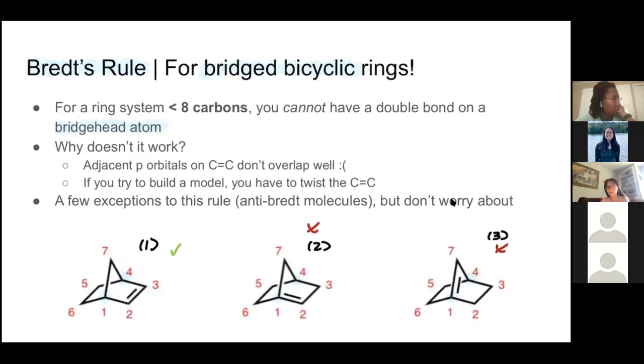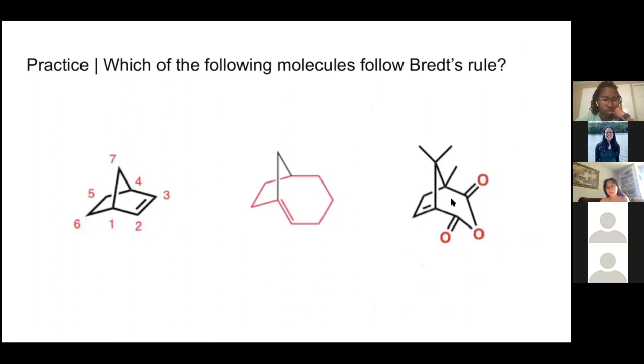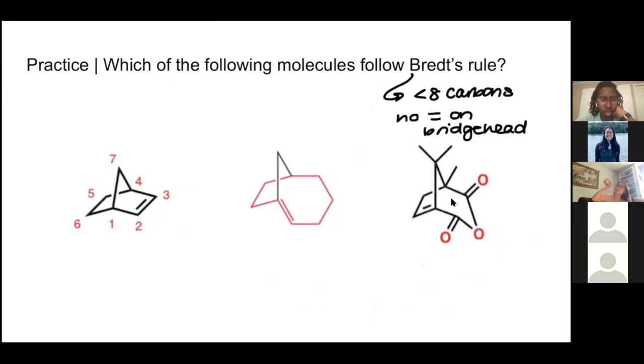Awesome. Let me move on to the next one. Again, just for more Bredt's rule practice, let's go through this. Remember, Bredt's rule is for ring systems with less than 8 carbons. You don't want to have a double bond on a bridgehead. So let's look at these.